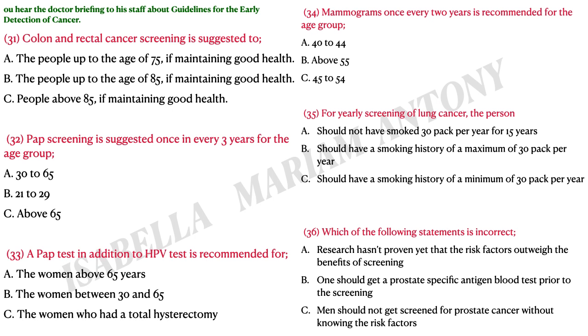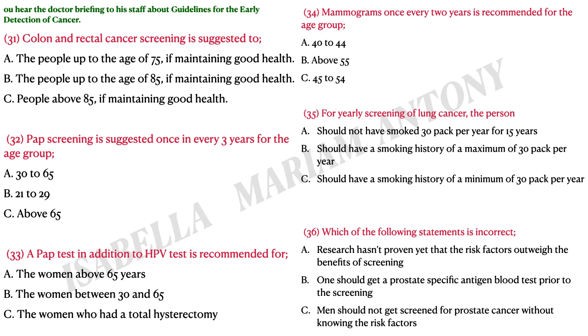Cervical cancer screening should begin at age 21. However, women below 21 years should not be screened. Women between 21 to 29 should have a Pap screening done once in every 3 years. However, HPV screening should not be performed for this age group unless it is required after an abnormal Pap test result.